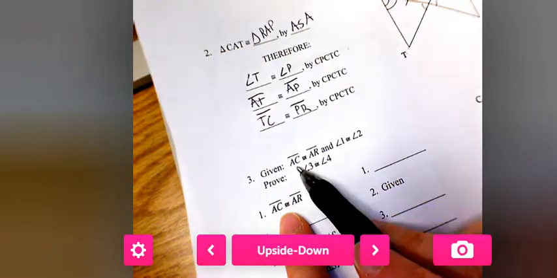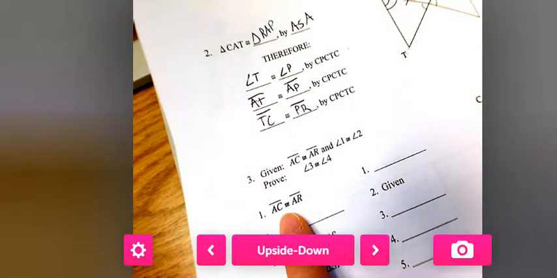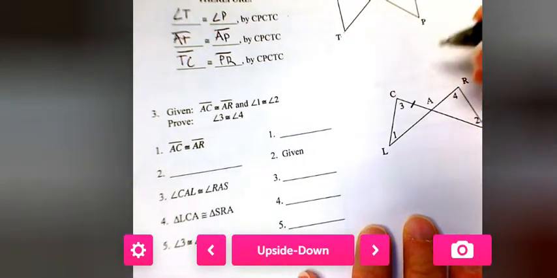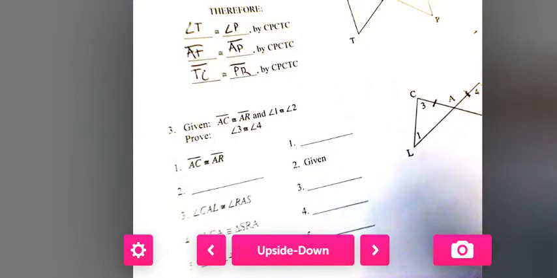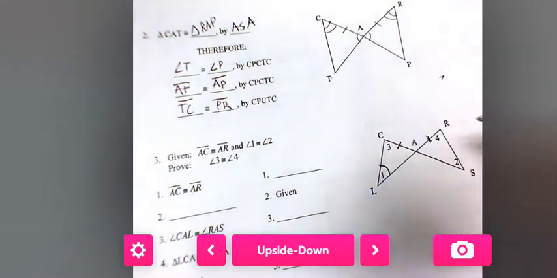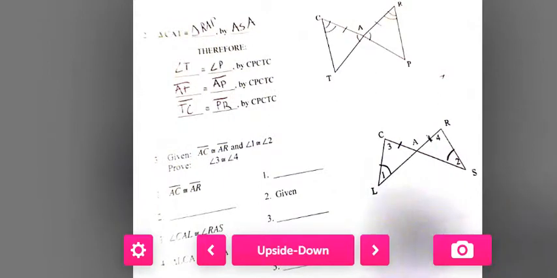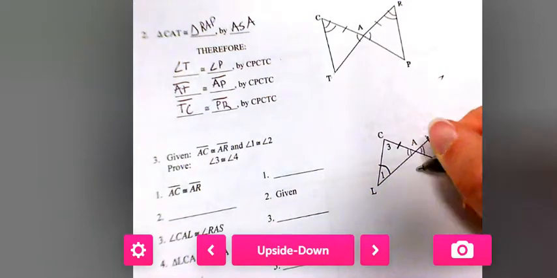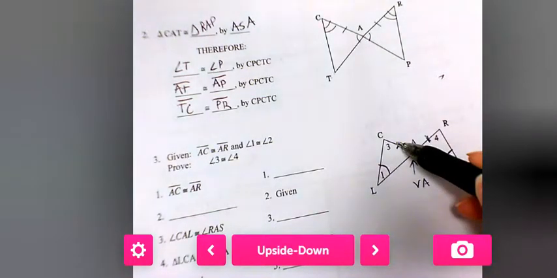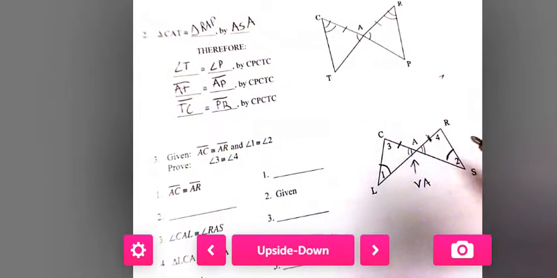So we're given that AC is congruent to AR. So AC right here is congruent to AR right here. We're given that angle 1 is congruent to angle 2. What else do we have in this picture? We have vertical angles, right? We have these by vertical angles. So these two triangles are now congruent by what? I heard it. Say it louder. Yes.